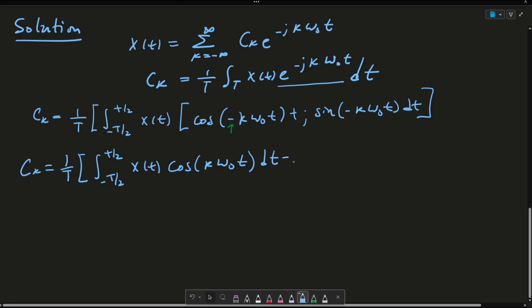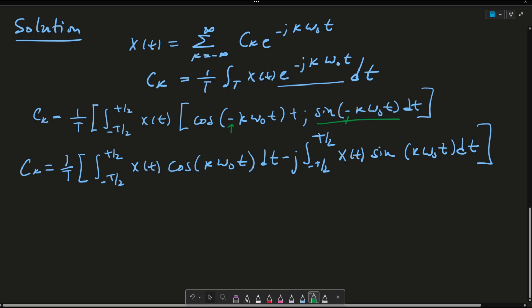dt minus j integral from negative T over 2 to T over 2 of x of t sine of k omega naught t dt. And again, same thing here. Since this is an odd function, this minus sign comes to the front here.